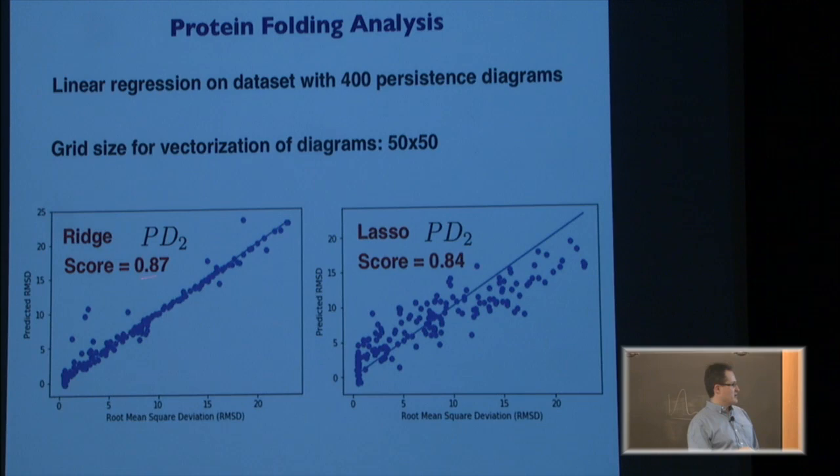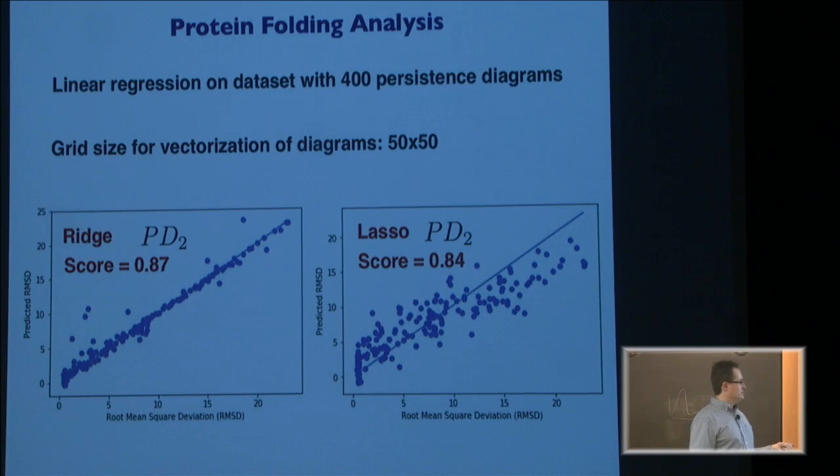So then the scores we get are not bad. This is an indication that the persistence diagrams are at least apparently capturing something that gives us some information about the error that we're making in the folding of the protein, right? We are able to do a reasonable job with the linear fitting. So it means that at least in principle, it seems that we are capturing the information that we want, which is the error in the folding that we have from the protein, right?